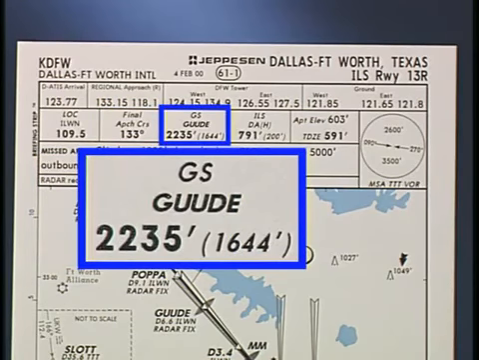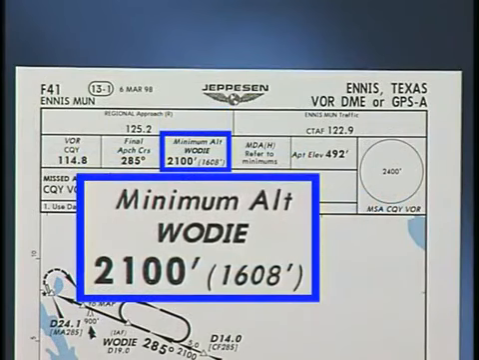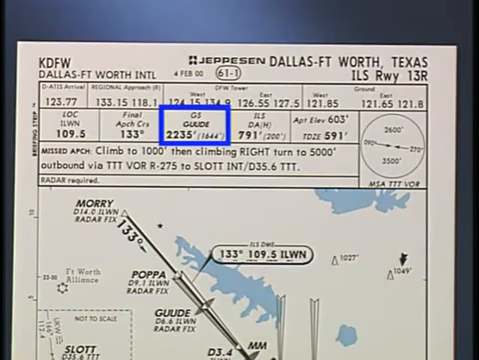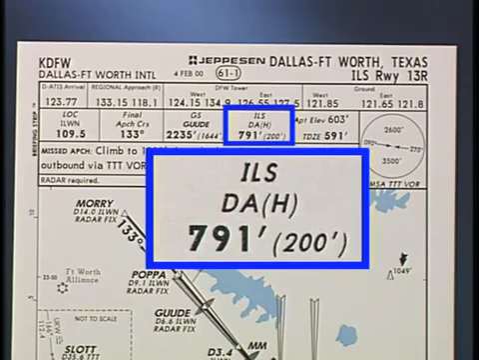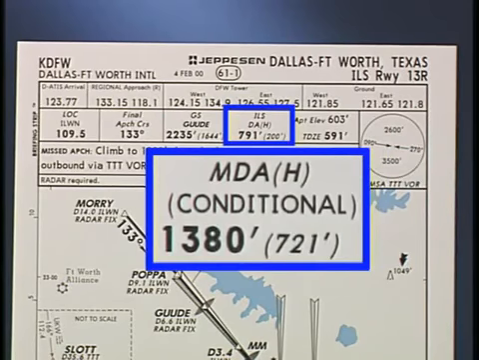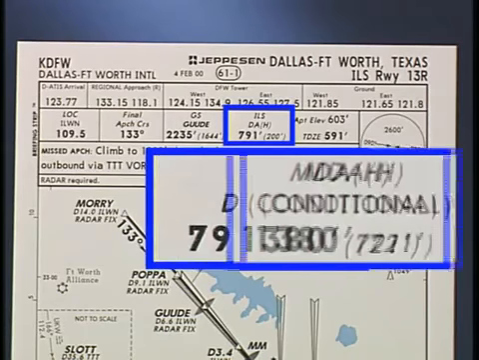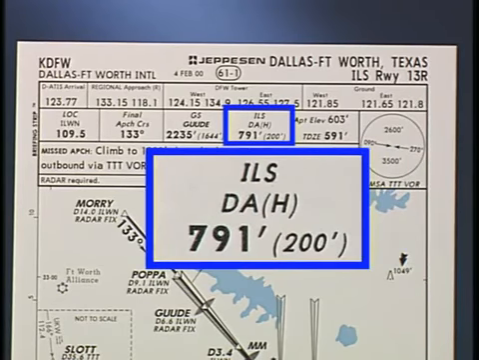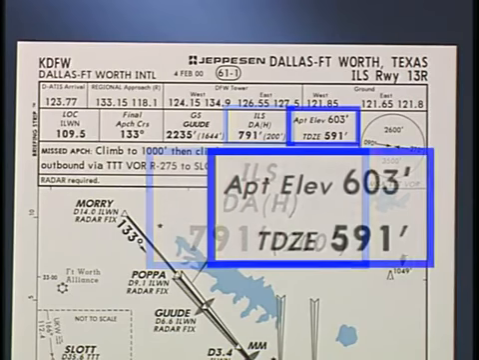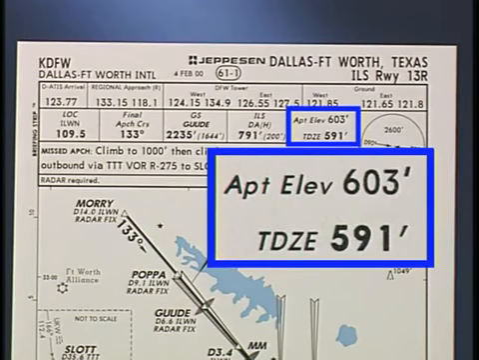Next is the key altitude information. For a precision approach, this is the glide slope outer marker altitude. For example, the glide slope altitude at Good, the outer marker, is 2,235 feet MSL. For a non-precision approach, it is the minimum altitude at the final approach fix. Following the glide slope information is the lowest decision altitude, DA, or minimum descent altitude, MDA, depending on the approach type. The ILS decision altitude is 791 feet. Also included in the pre-approach briefing information is the airport elevation and the touchdown zone elevation.